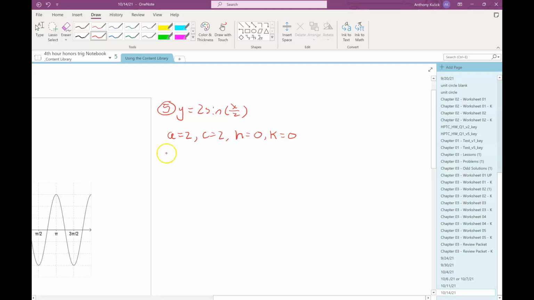Okay. So I know that the amplitude is the absolute value of A. So that's 2. I know the midline is y equals k. So that's just y equals 0. I know that the period is 2 pi times c, or times the absolute value of c. So that's 4 pi. And I know the frequency is the reciprocal of the period. So 1 over 4 pi. So far, so good?